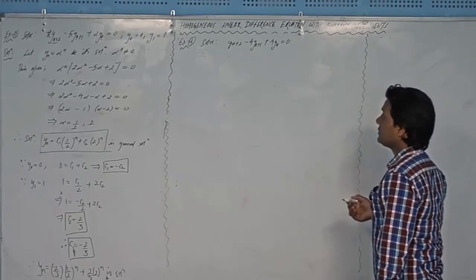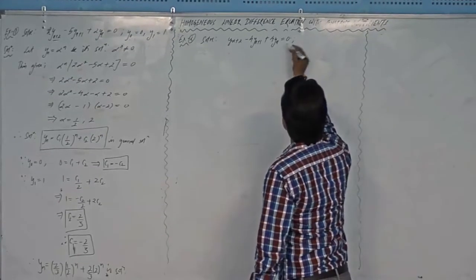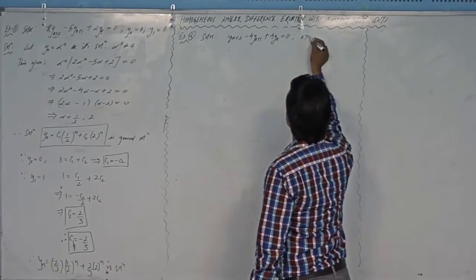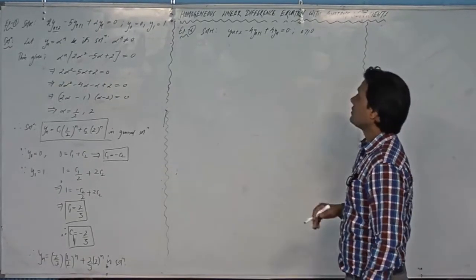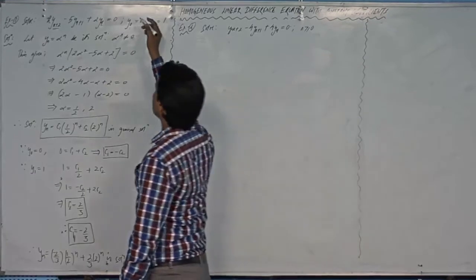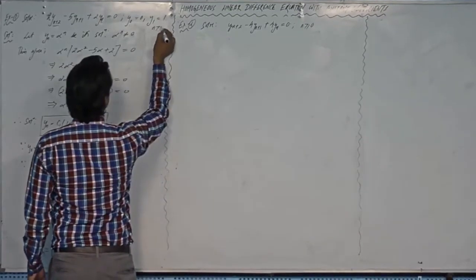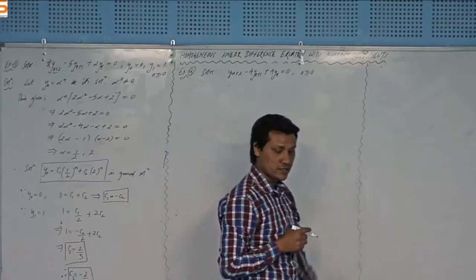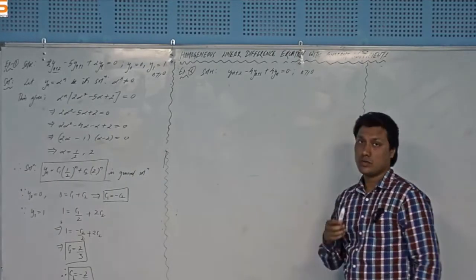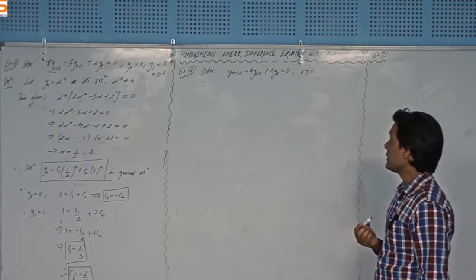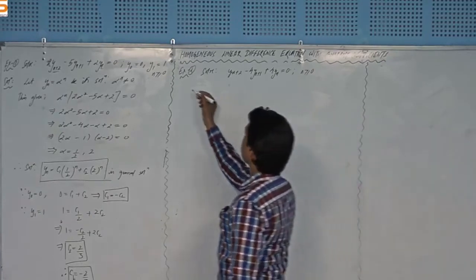Generally we have a condition that n is greater than or equal to 0. You know that this n is a non-negative integer, it will be 0, 1, 2, 3 and so on. Solution.